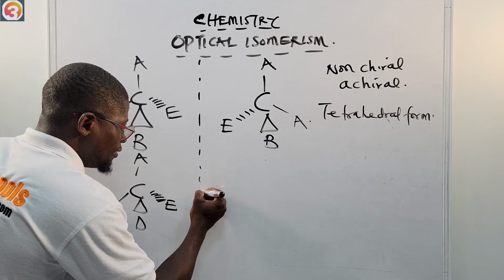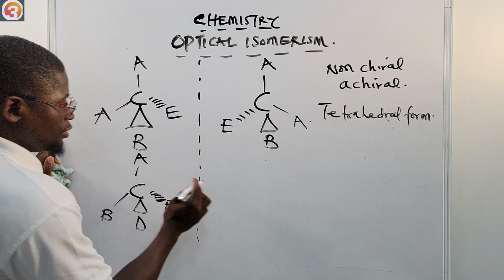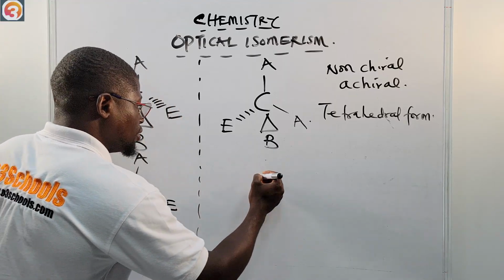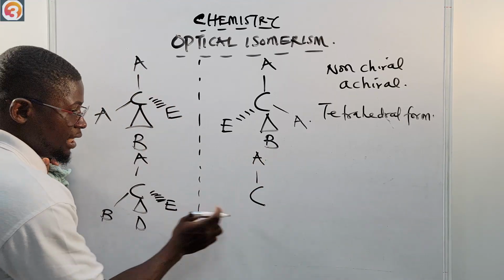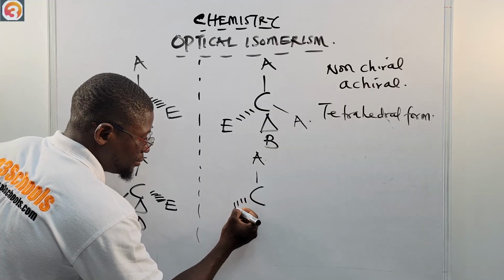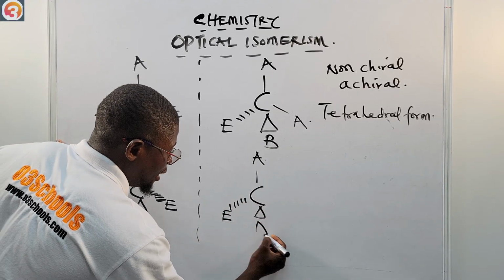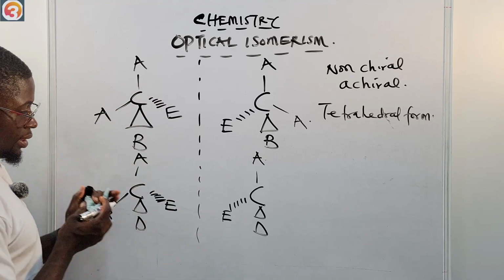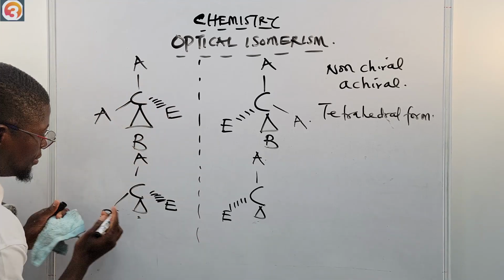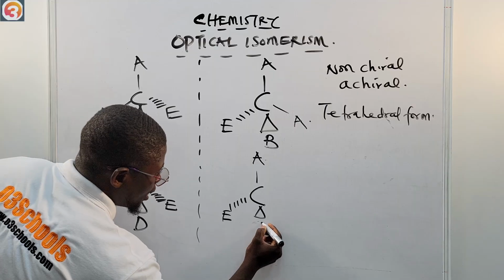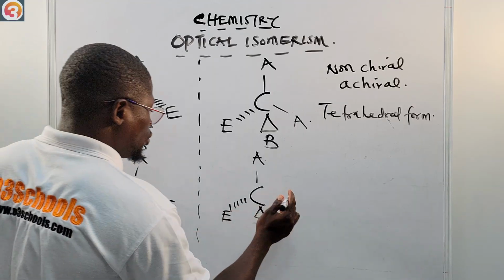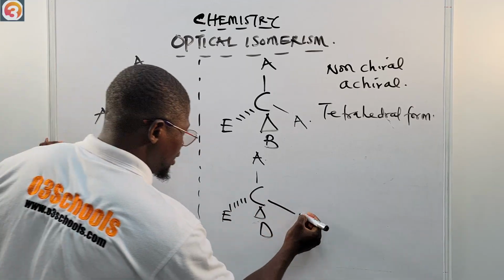If we place this in front of the mirror, what are we going to see? We're still going to see our C. Then, of course, we're going to see our A. What will happen? This E is coming this way, right? So we're going to see our E. Then, of course, we're going to see our D also here. All right. Then what else are we going to see? Let me draw my D. Then, of course, this one now will come out this way. This is B.